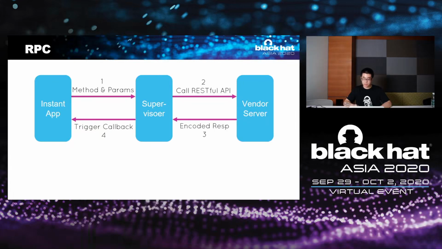Now we introduce the third part, the backend render server. The graphic shows the whole RPC process. The supervisor app calls RESTful APIs of the backend server, then gets response data. Finally, it decodes the data and triggers the instant apps callback.